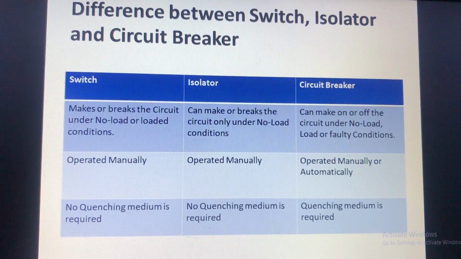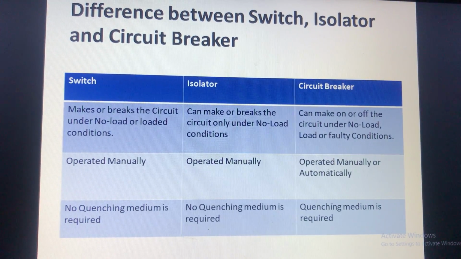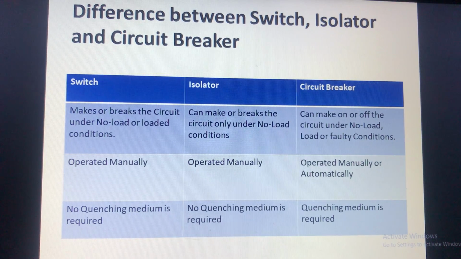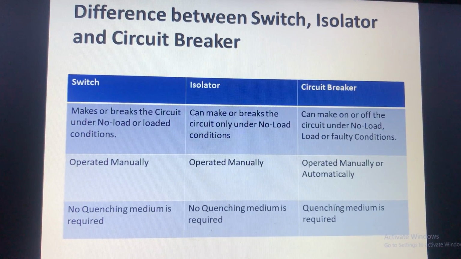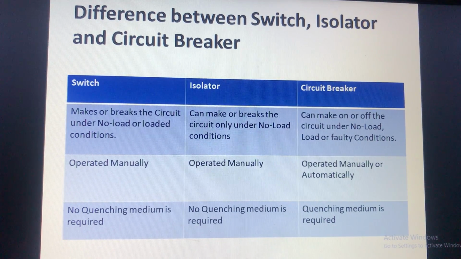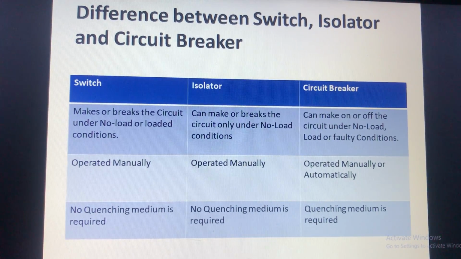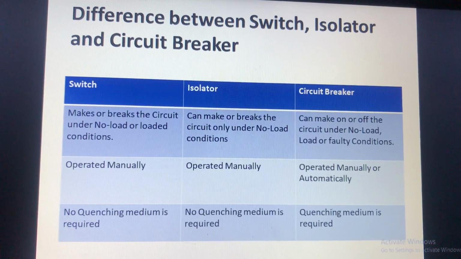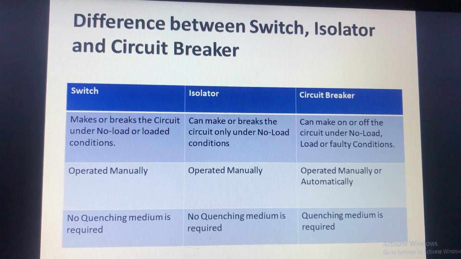Then, no quenching medium is required in the case of a switch. In isolators also, no quenching medium is required because isolators are operated under no load conditions. So we don't require any quenching medium or arc extinction medium, because there is no arc developed between the contacts when we open them. So no quenching medium is required.